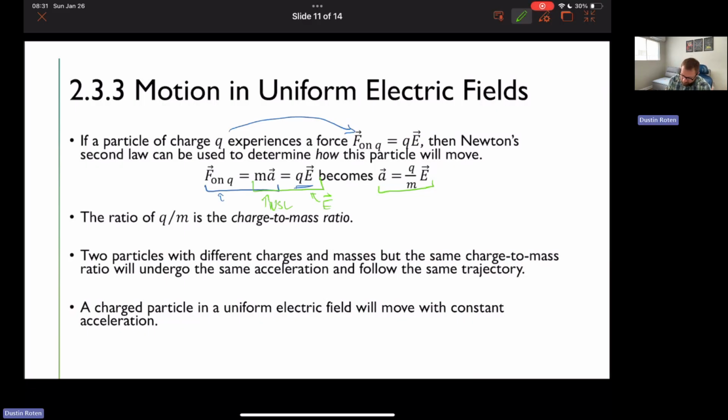Now this ratio that comes out, this Q over m ratio, that's actually called the charge to mass ratio. And a lot of times when you're talking about particles moving in fields, you talk about their charge to mass ratio, not just their charge or just their mass. So it's important to note that you could have two very different particles with two different charges, different Q's, different masses.